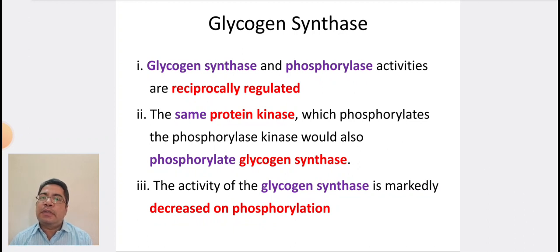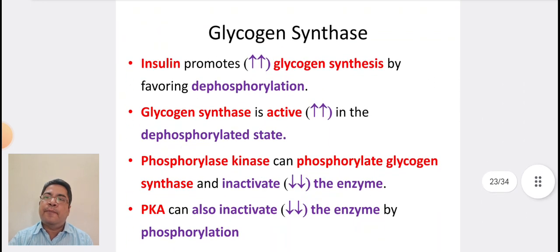The glycogen synthase and phosphorylase activities are reciprocally regulated. The same protein kinase which phosphorylates the phosphorylase kinase would also phosphorylate glycogen synthase. The activity of the glycogen synthase is markedly decreased on phosphorylation. Insulin promotes glycogen synthesis by favoring dephosphorylation. Glycogen synthase is active in the dephosphorylated state.